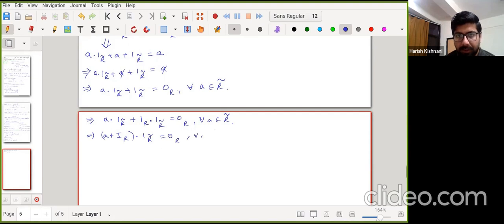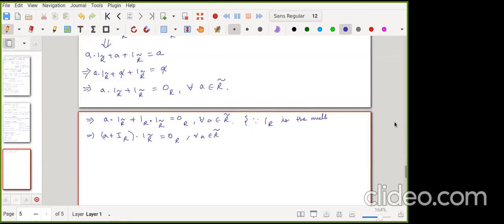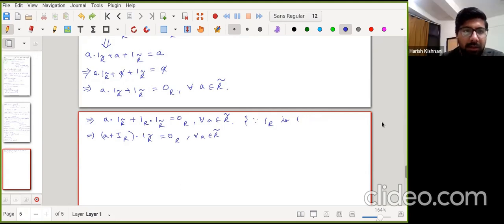Let me just write the explanation here as well, so that if you see the notes, you won't get confused. I'm doing this because 1 of R is the multiplicative identity. What is that? 1 of R. Okay. Thanks, Muthu. So 1 of R is the multiplicative identity.